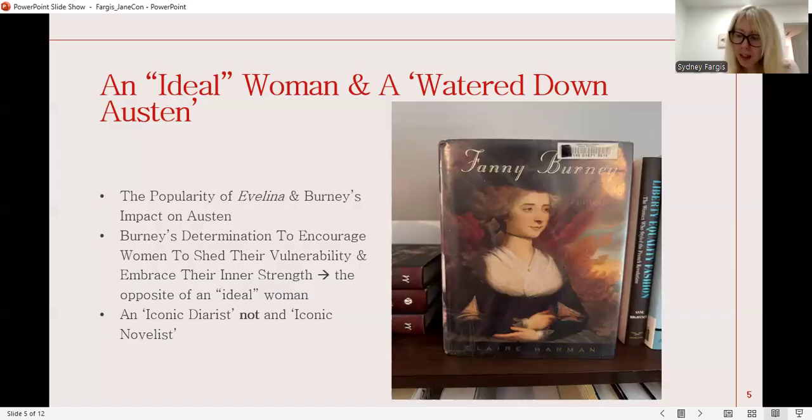Why? Unlike Charlotte Lennox, society did not attempt to erase Burney, but they did succeed in transforming her legacy into that of an iconic diarist, not an iconic novelist. Over the course of Burney's life, she lived to be quite old, she was 87. Novel reading was increasingly viewed as a means of destroying the eternal soul of a woman. And to be a novel writer, especially a female one, was viewed as disgraceful.